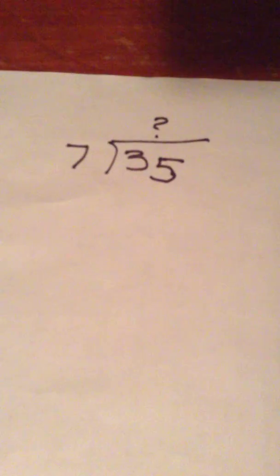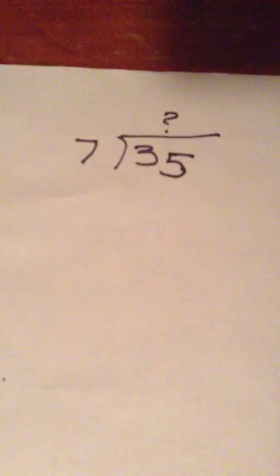I've got a problem here, and it's 35 divided by 7, and I want to know what that equals. I'm doing a basic problem to show you how the arrays actually work.